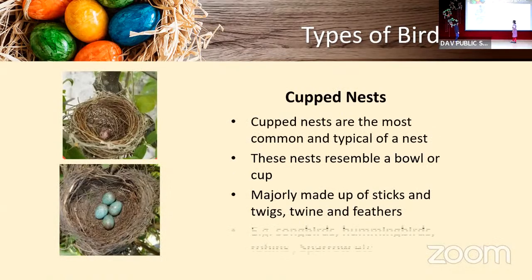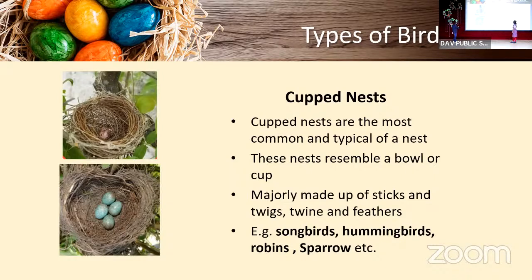Cup nests. Cup nests are the most common and typical kind of nest. These nests resemble a bowl or cup, majorly made up of sticks and twigs, twine and feathers. For example, songbirds, hummingbirds, robins, sparrows, etc. build these types of nests to lay their eggs. You can see an example has been given, and the hummingbird has laid its eggs.